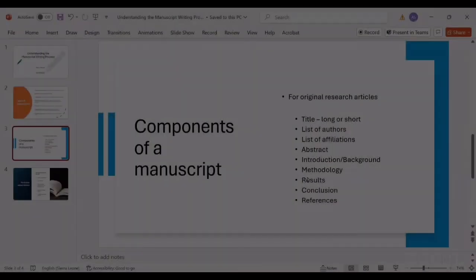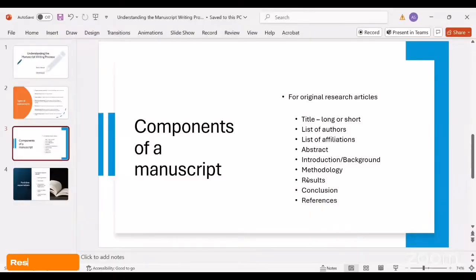If you have identified that your manuscript is going to be an original research manuscript, the next thing that follows is the format, the different components that make up that research. And so I'm going to be using original research articles as an example because, like I said earlier, this is what the majority of us will be doing when we are going to be writing our manuscripts.